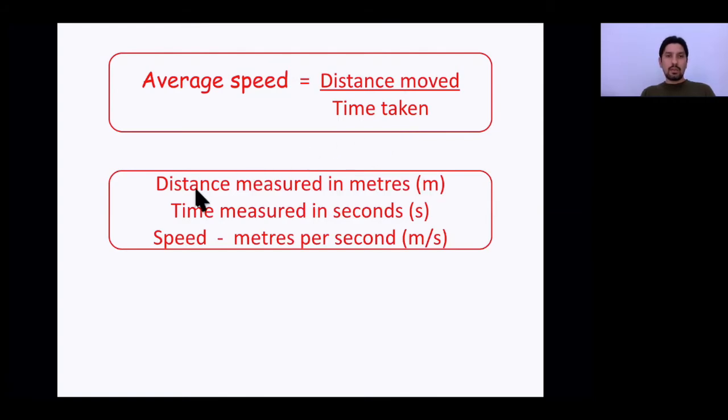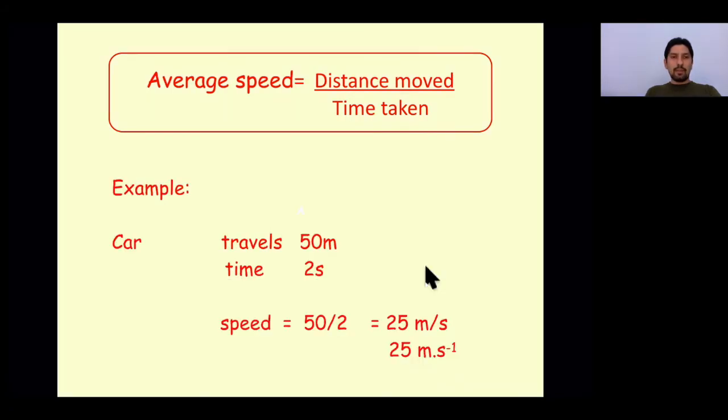According to SI units, distance is measured in meters and time is measured in seconds. So the SI unit of speed becomes meter per second. For example, a car travels 50 meters in 2 seconds. Accordingly, we can calculate the speed. Speed is equal to distance over time.